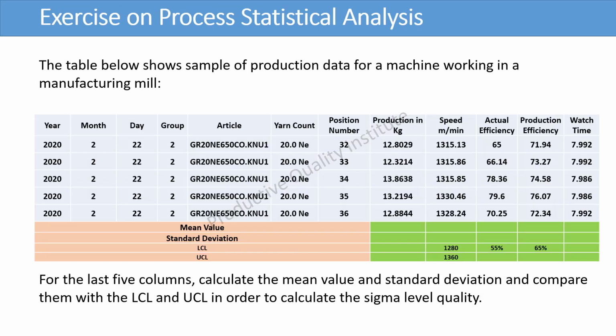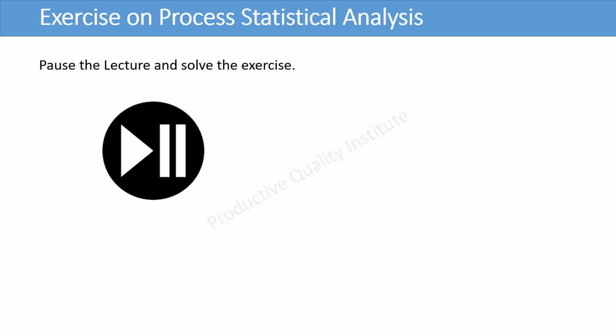The table shows a sample of production data for a machine working in a manufacturing mill. For the last 5 columns, calculate the mean value and standard deviation and compare them with the LCL and UCL in order to calculate the sigma level quality. Please pause the lecture and solve the exercise.